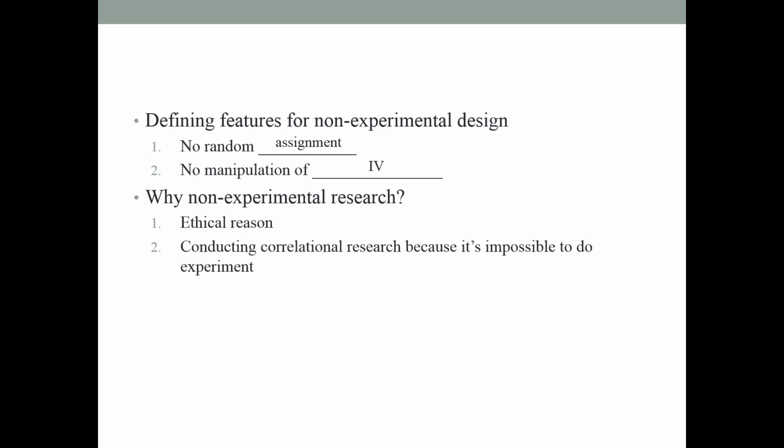Also, sometimes you conduct correlational research because it's impossible to do the experiment. Some effects are long term, like eating red meat and the chances of cancer. It takes a long time. It cannot be done in an experiment. Or alcoholic parents and the children's marriage success. Well, that's kind of tied to the ethical reason as well.